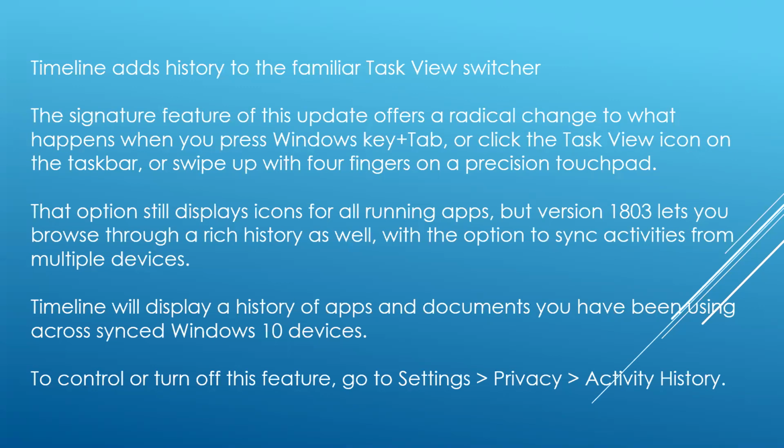The timeline will display a history of apps and documents you've been using across synced Windows 10 devices. To control or turn off this feature, go to Settings, Privacy, and Activity History, and you can shut it off.